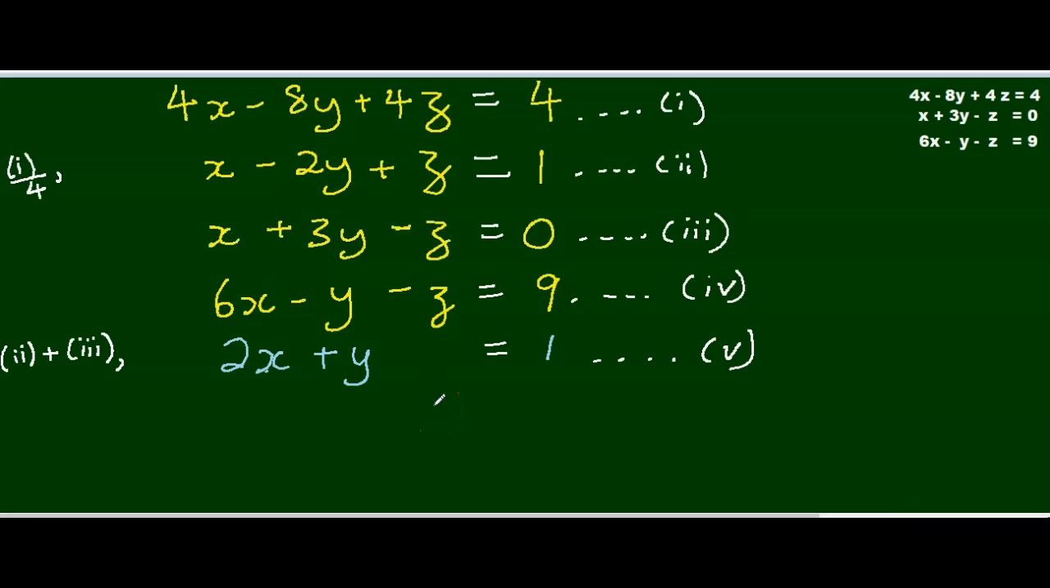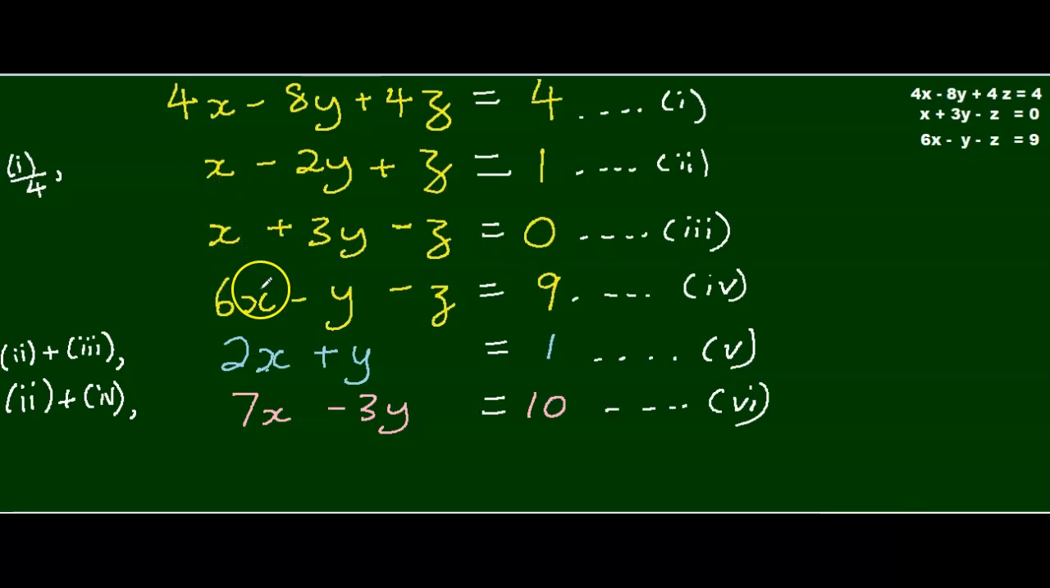Now I want to use a different pair of equations to eliminate my z. So I'm going to use equation 2 and equation 4 because I have a plus z and a minus z. So x plus 6x gives us 7x, negative 2y minus y gives me negative 3y, and 1 plus 9 gives me 10. And if you note, I try to keep my x's in the same column, my y's in the same column, my equal sign in the same column, and my constants in the same column. I've then also labeled it equation 6.